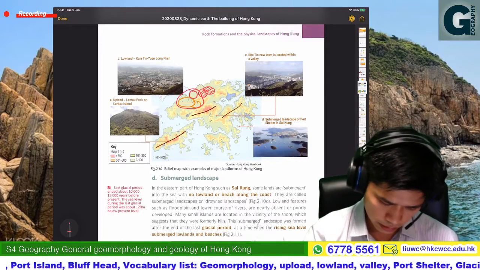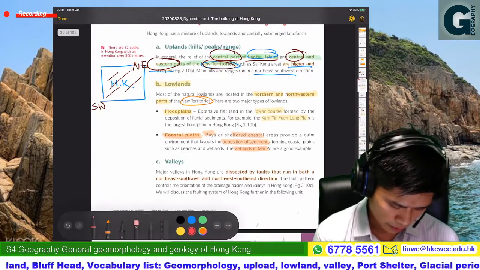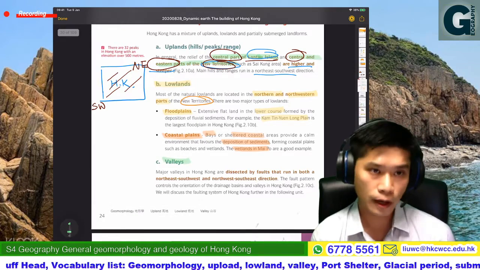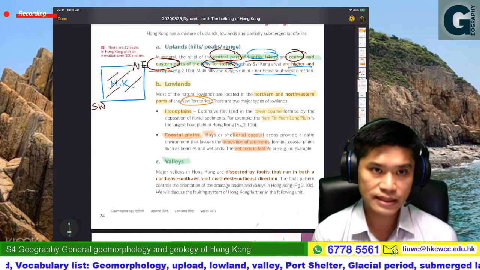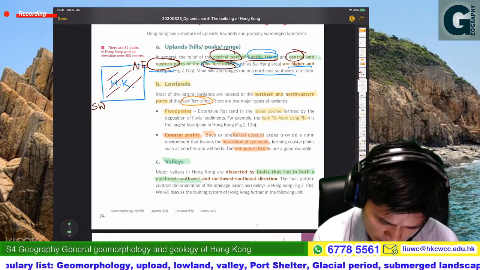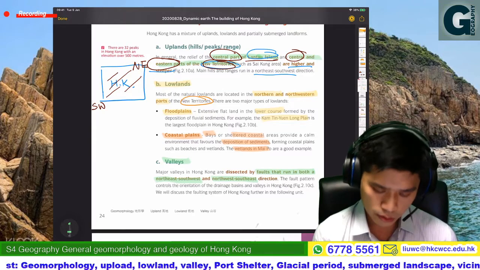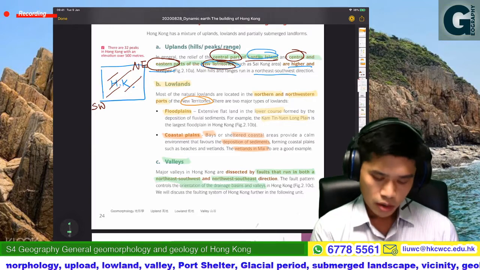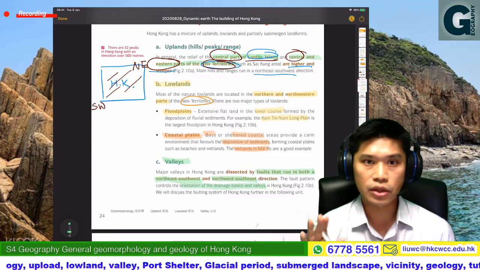Then the third type of landscape we're going to talk about would be valley. 河谷啦. The major valleys in Hong Kong are dissected by the faults that run in both northeast southwest and northwest southeast directions. The fault pattern controls the orientation of drainage basins and valleys in Hong Kong. The faulting system we are going to discuss in the next unit.